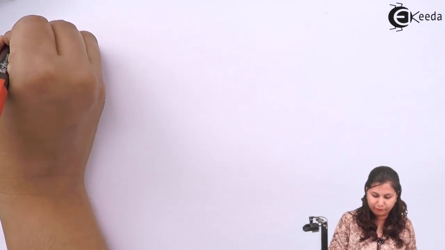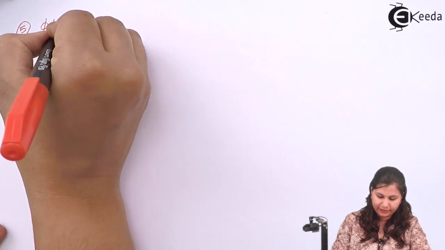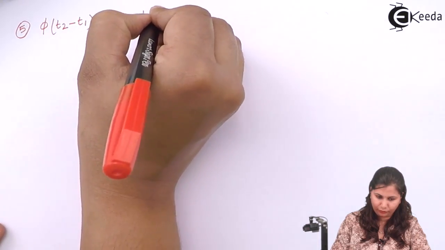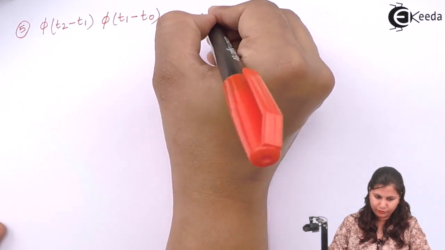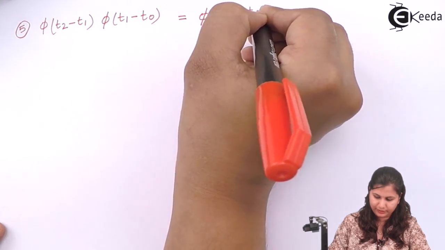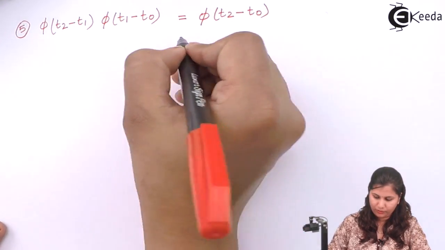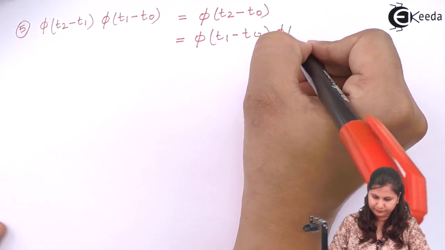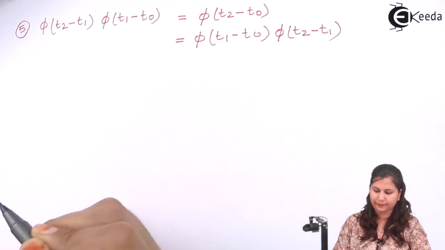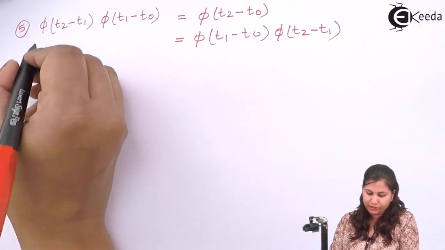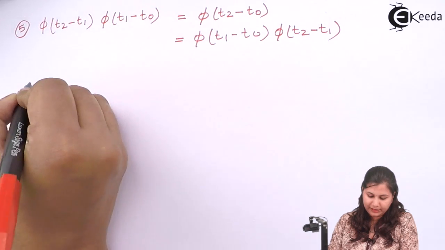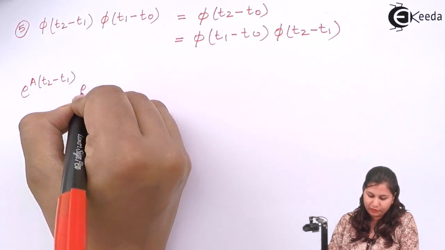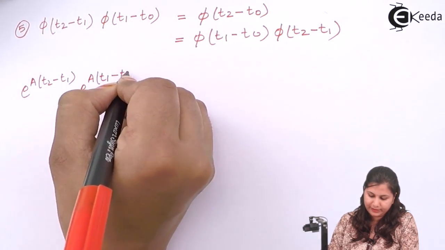Now next we have the fifth property: phi of t2 minus t1 and phi of t1 minus t0. It is equal to phi of t2 minus t0. How can we prove this? We have phi of t2 minus t1, which means e raised to the power A(t2 minus t1). Then phi of t1 minus t0 means e raised to the power A(t1 minus t0).